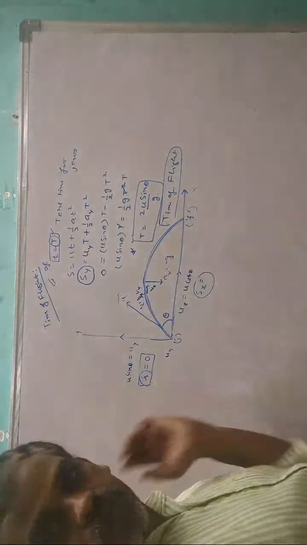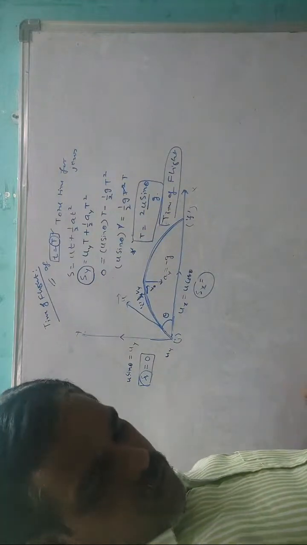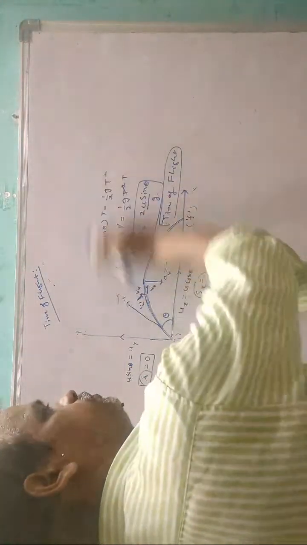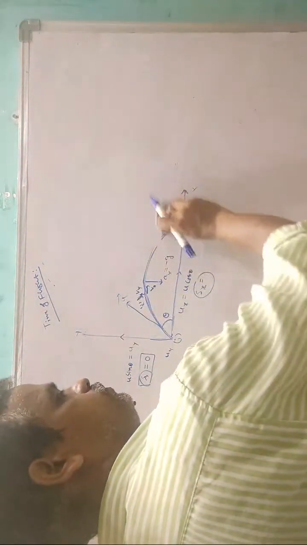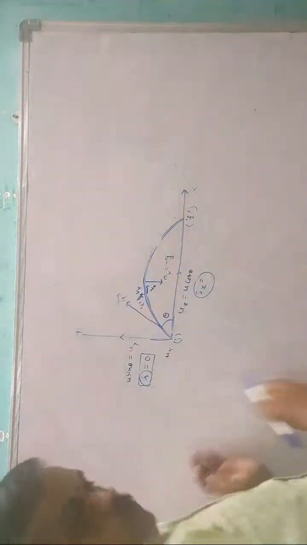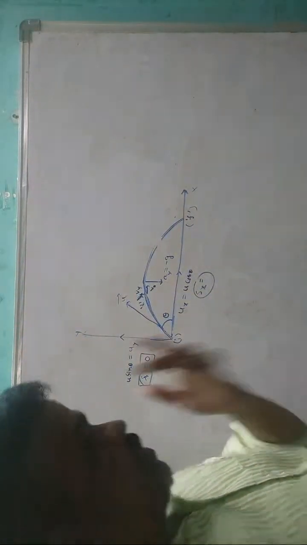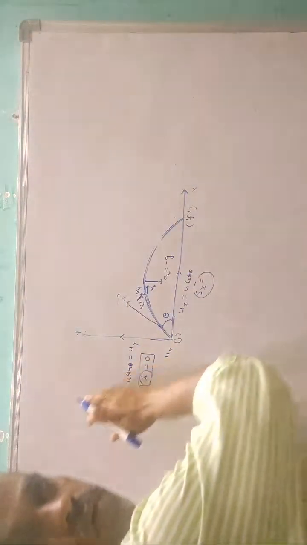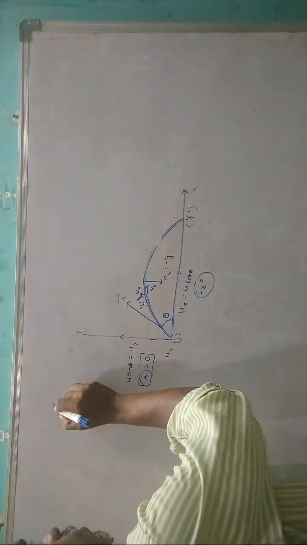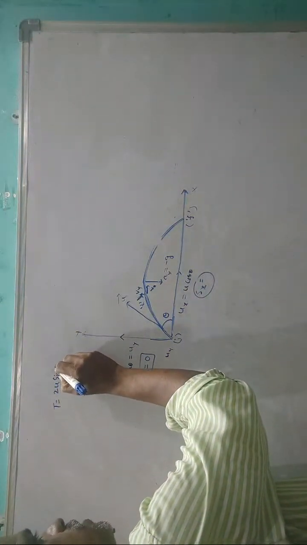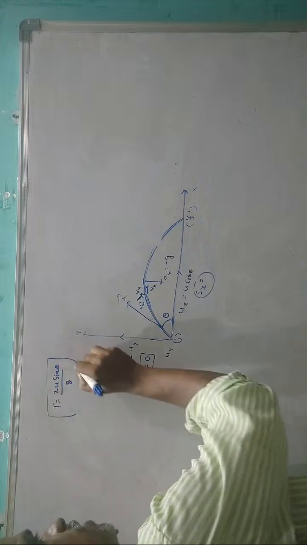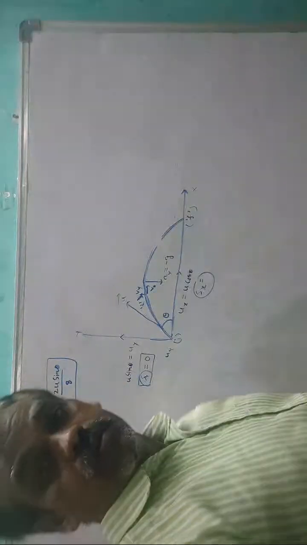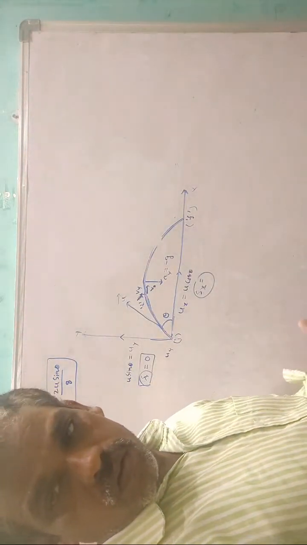Okay. Next, just copy it, to see how I am calculating. We got the time of flight now. I will write here: T equal to 2u sin theta by g. This is the time of flight, the total time taken by the body to cover all the displacement.